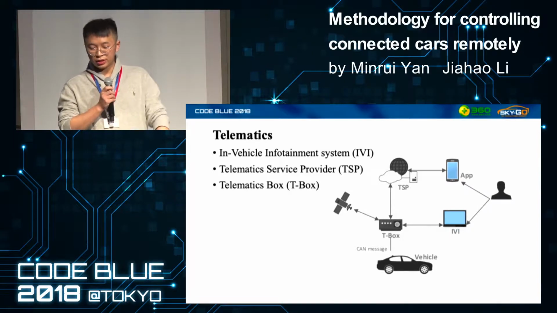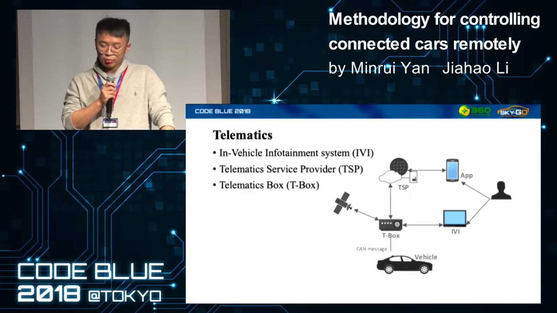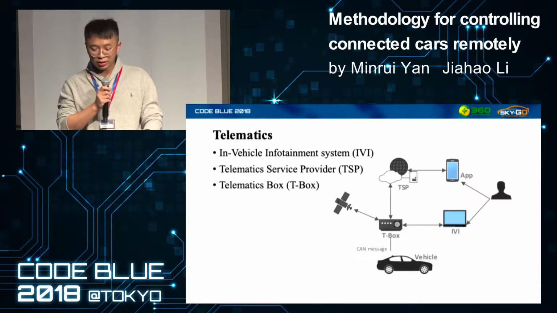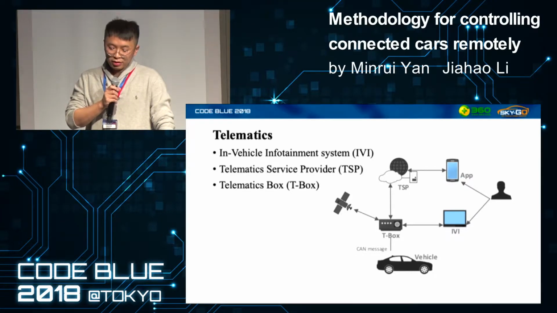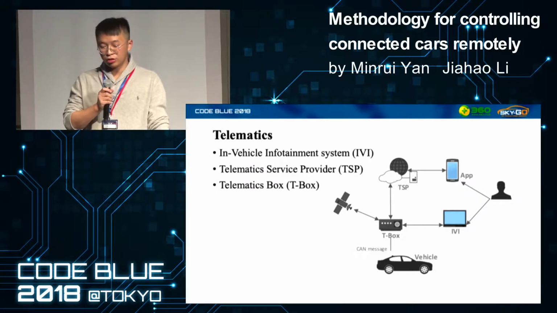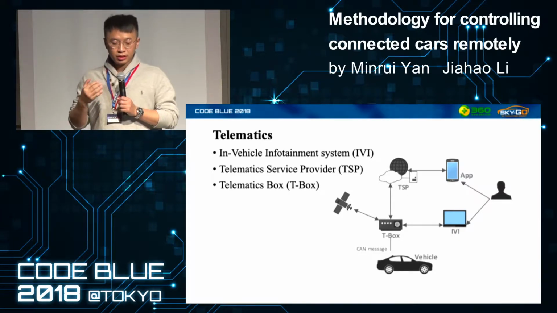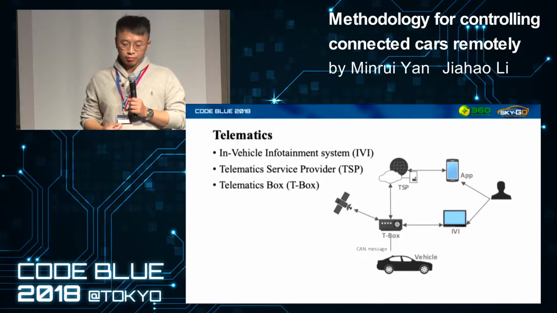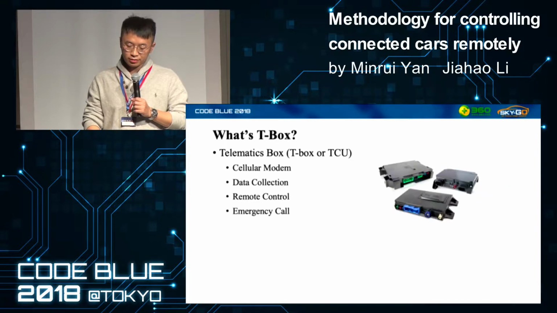The next key point is the telematics box. The telematics box is a key point in the telematics system because it connects the in-vehicle network and the external network. If the T-box is compromised, attackers could connect to the in-vehicle network, and the car will be under the control of the attackers. So the attacker could use the T-box to send some CAN bus messages, and he could control the car.